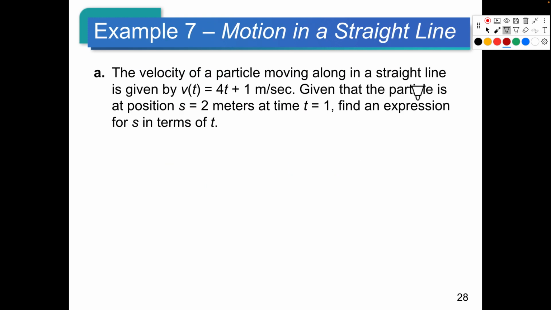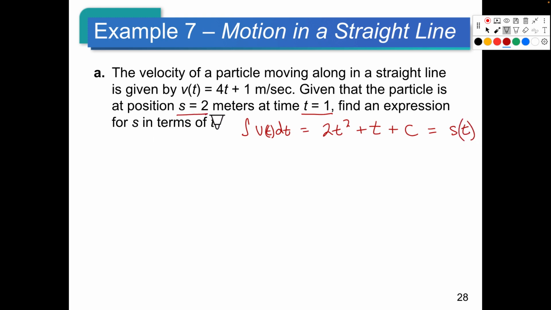The velocity of a particle moving along a straight line is given by this. So this is what we just did. But notice, given that the particle is at position s equals 2 meters at time t equals 1, what are we going to use that for? To get the constant. So we just integrated this. We're going to integrate v of t dt, and we saw that that was t squared divided by 2 plus t plus a constant. And when we integrate, we're getting a position function.